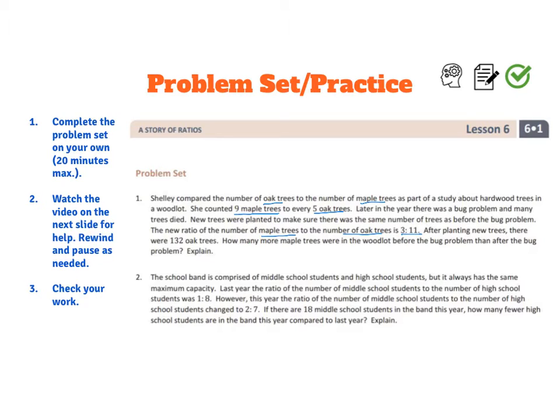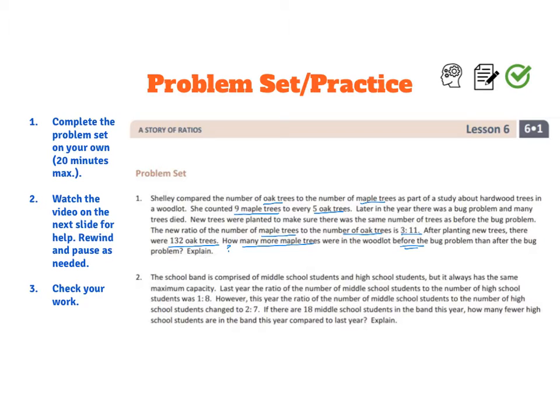After planting new trees, there were 132 oak trees. How many more maple trees were in the woodlot before the bug problem than after? When they say how many more, I'm going to be comparing. So first off, I'll do my drawing down here and see if I can do it small.